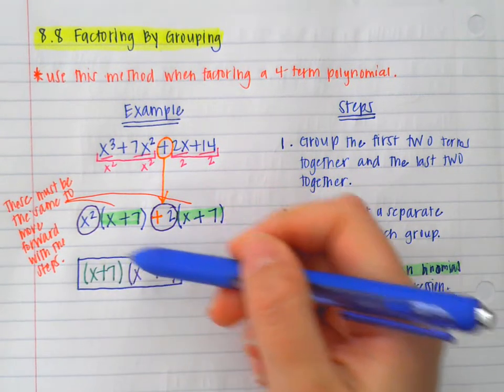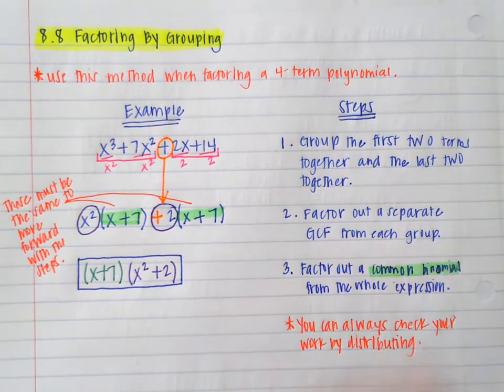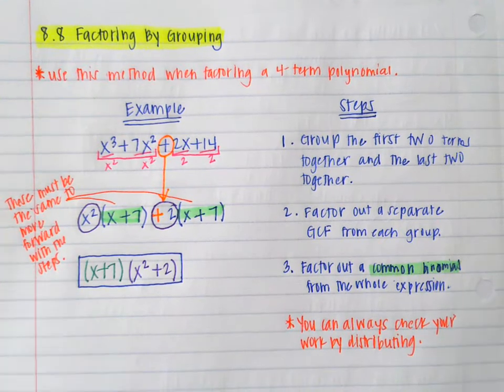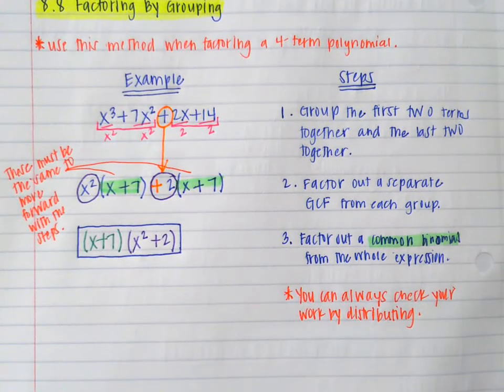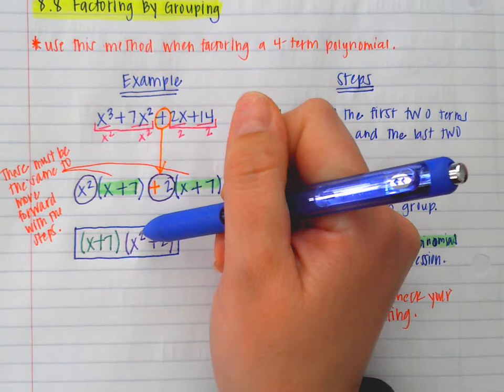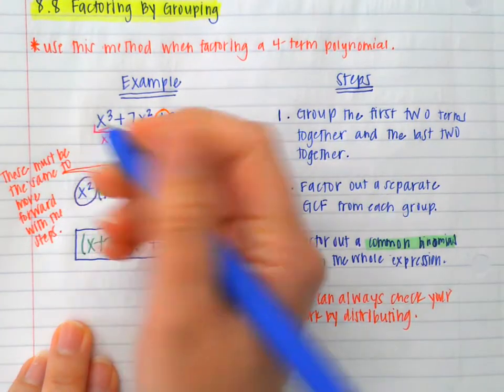So x times x squared. If you use the box method, you can write the box method out just to refresh our memory on multiplying. So x times x squared is x cubed.